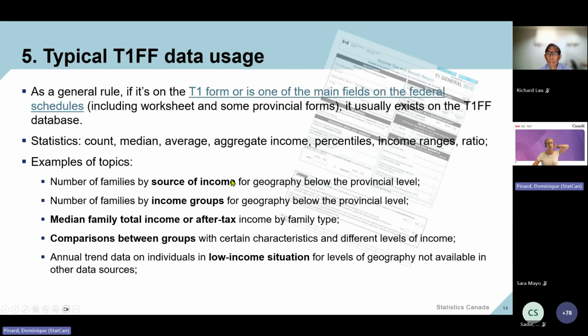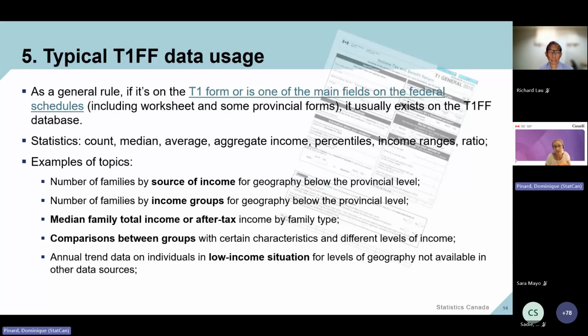Here I have some examples of topics that could be touched on. I already covered sources of income with my last slides, but you could also be interested in the number of families by income groups at low levels of geography, or even at the provincial, territorial, or Canada level. You could be interested in the median family total income or after-tax income for a specific region.